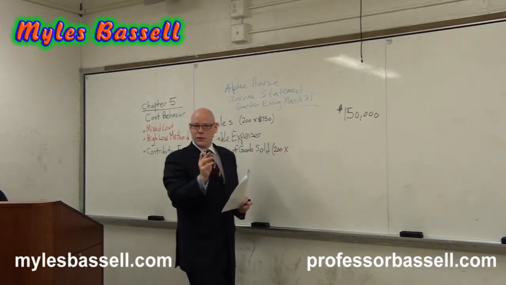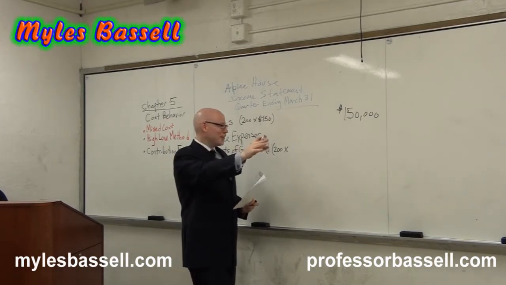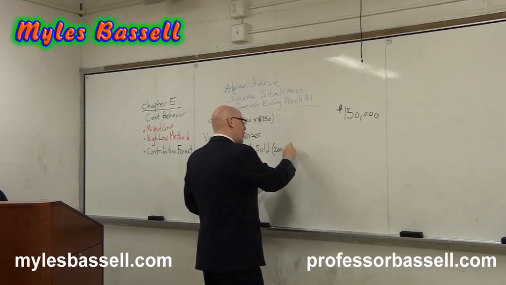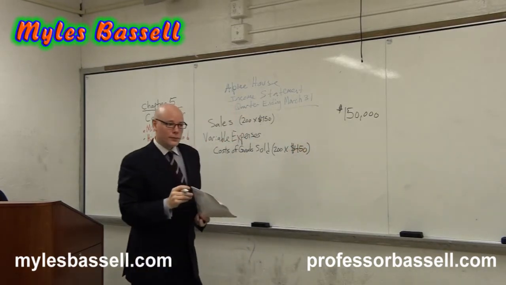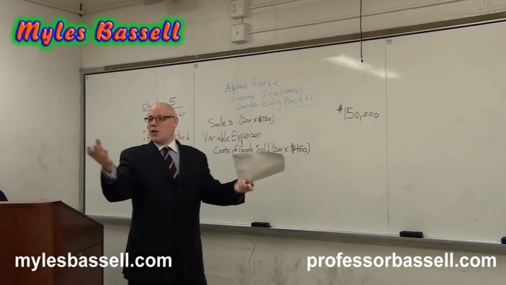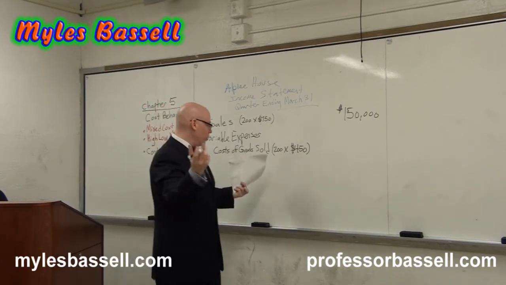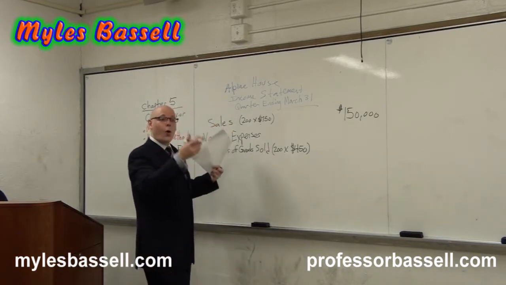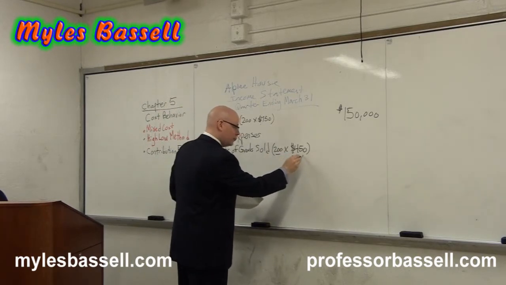who said 450? Good, Crystal. Tell us where you got the 450 from. Where they purchased. Because it's a retail organization, we have to buy inventory, since we're not manufacturing it ourselves. So the $450 is the cost. That's the cost of goods sold. So 200 pairs times 450.